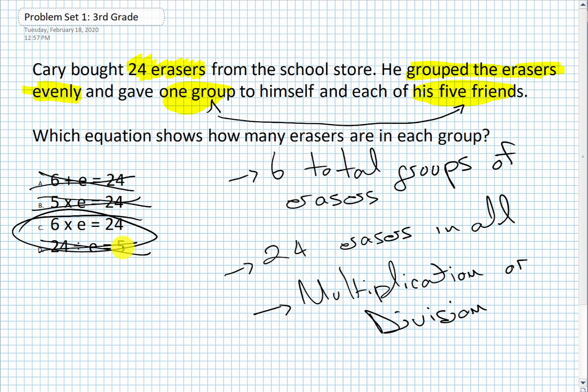And if you're wondering what the letter E represents in this particular equation, or actually all of these equations, the letter E most likely stands for erasers, since that's what we're talking about. And for those of you who went ahead and figured out how many erasers were in each group, the answer is definitely 4 erasers in each group, because 6 times 4 equals 24.